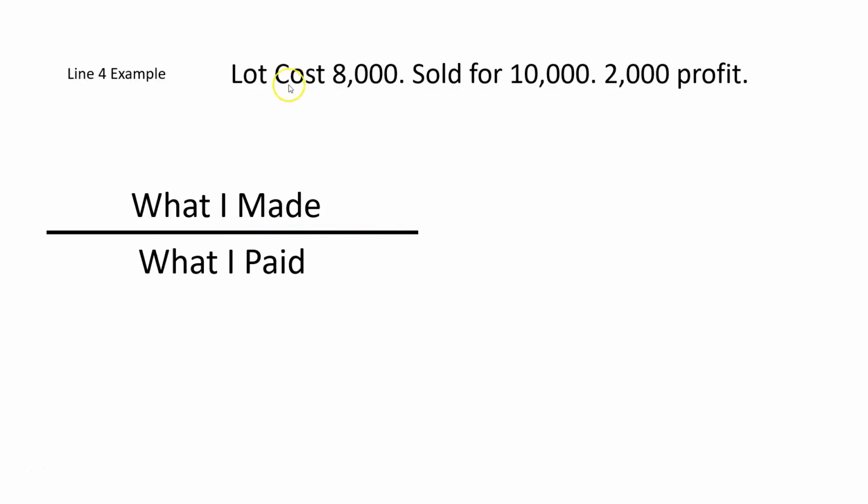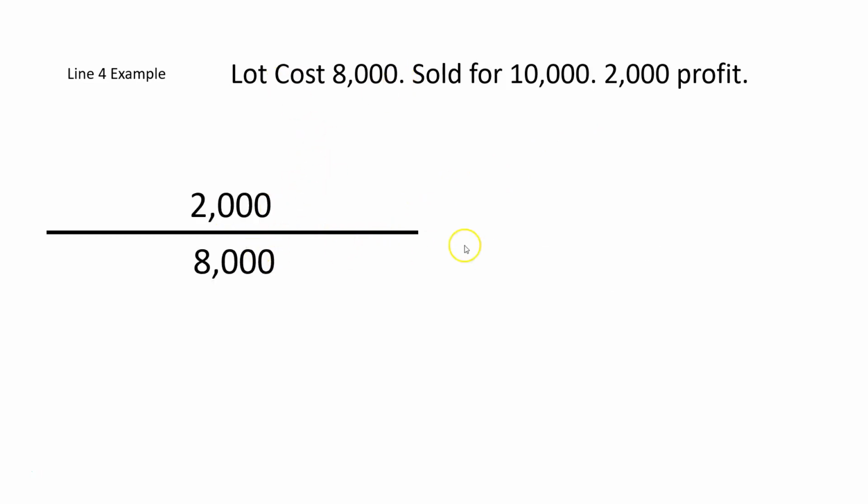Let's have a look. I got 8,000 for a lot, sold for 10,000, therefore I made 2,000 profit. What was my profit percentage? So what did I make? 2,000. And what did I pay for it? 8,000, therefore I made a 25% profit.